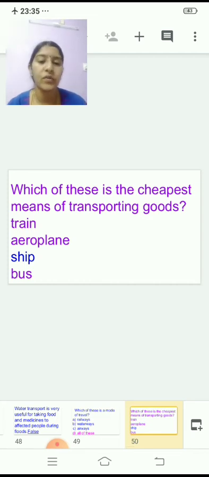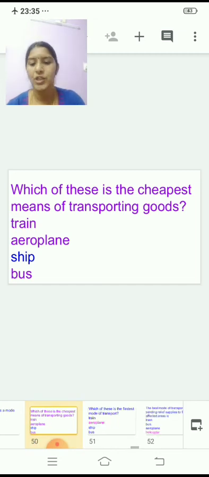So next question, which of these is the cheapest means of transporting goods? Train, aeroplane, ship, or bus? The answer is ship. Ship is the cheapest means of transport.